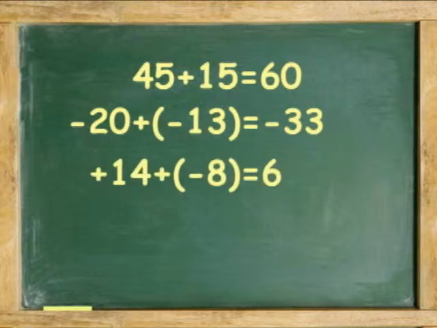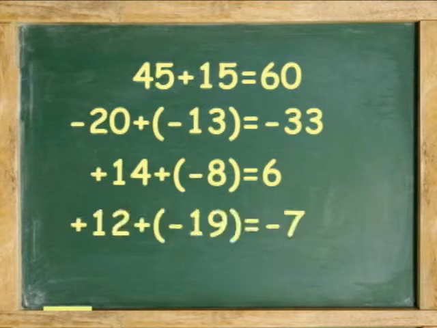And adding a negative and a positive number gives an answer that could be either positive or negative, depending on whether the larger number is positive or negative. Positive 14 plus negative 8 equals 6. Positive 12 plus negative 19 equals negative 7.